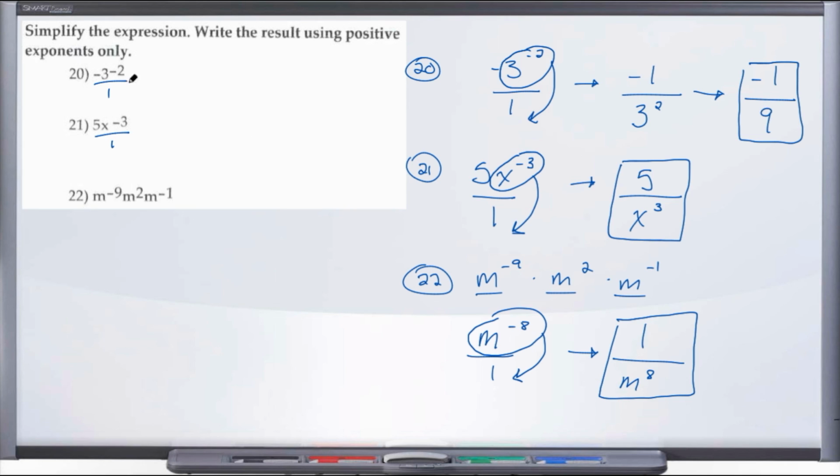All right, so make sure you are really comfortable and familiar with these rules of exponents and especially negative exponents. All right, let's take a look at the next set here in the coming video.